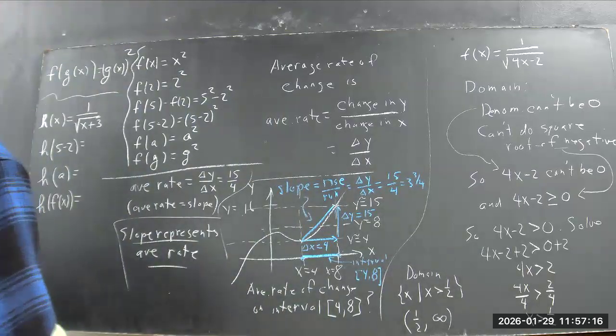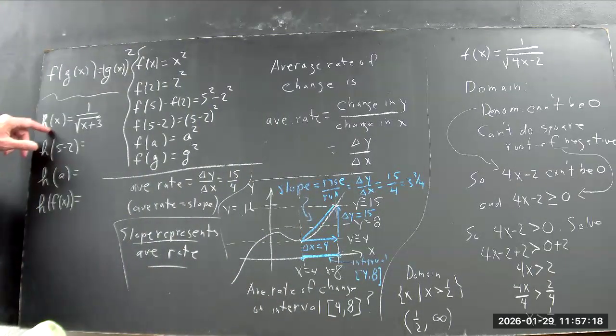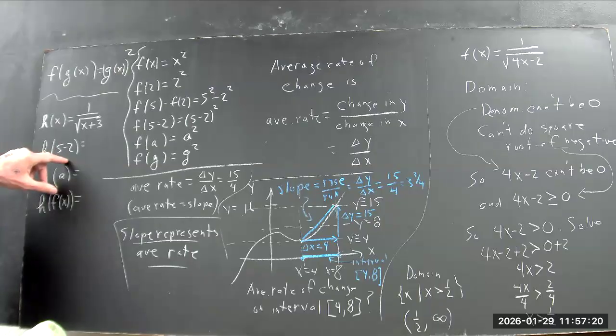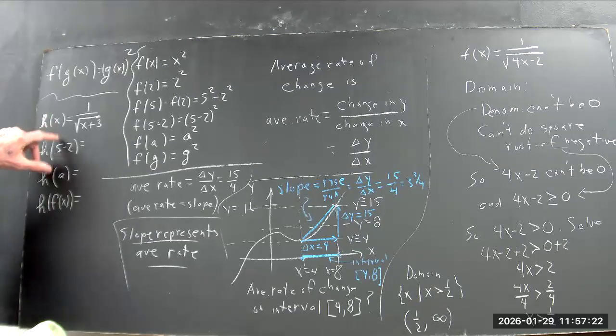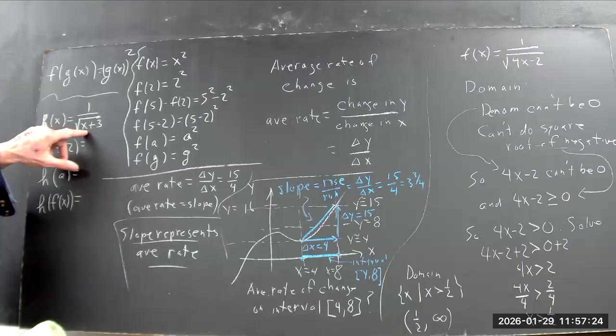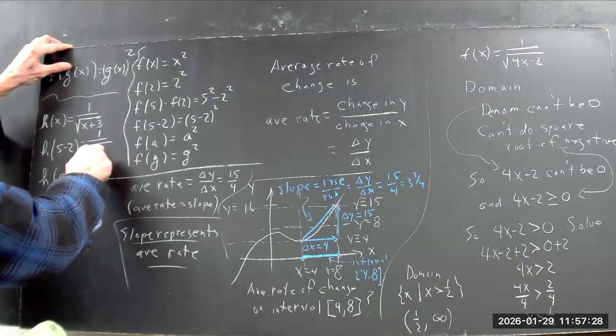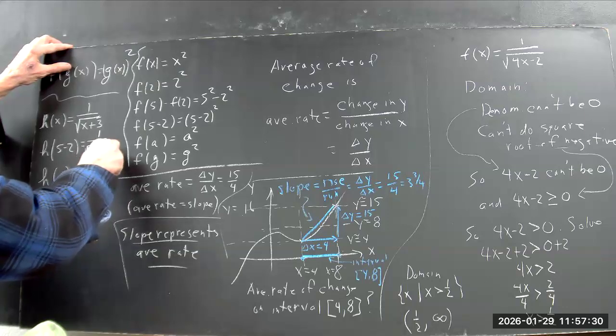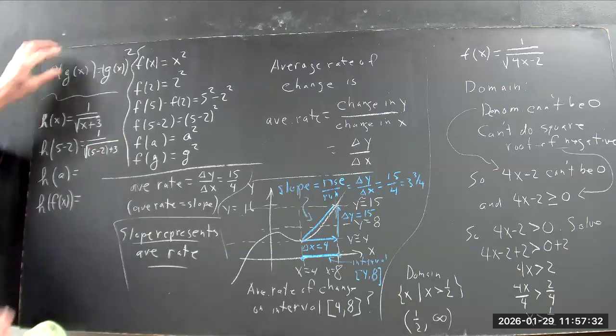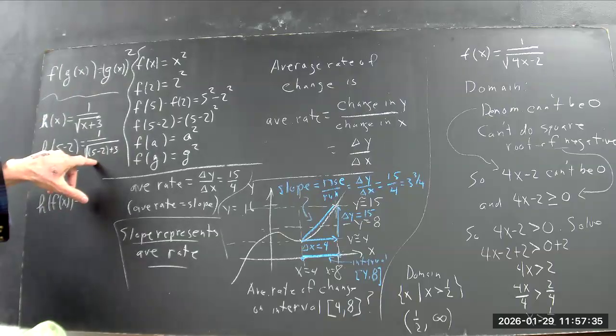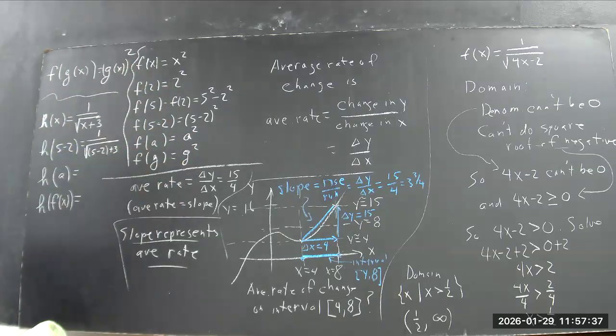Okay. So we have this h of x function. For h of 5 minus 2, you're replacing x by 5 minus 2. So this x gets replaced by 5 minus 2. And of course, you do the arithmetic, that's going to be 3, and you're going to end up with 1 over the square root of 6. But I'm not interested in that. I know you can do that.